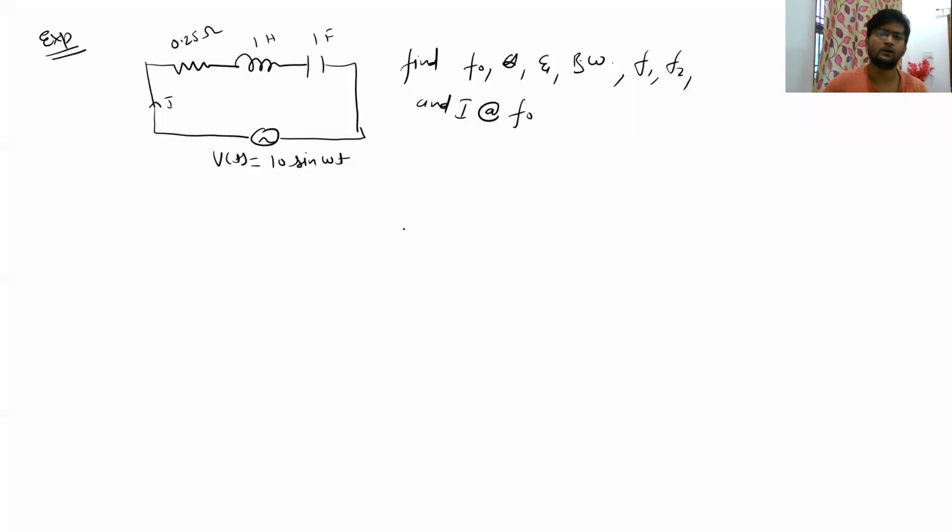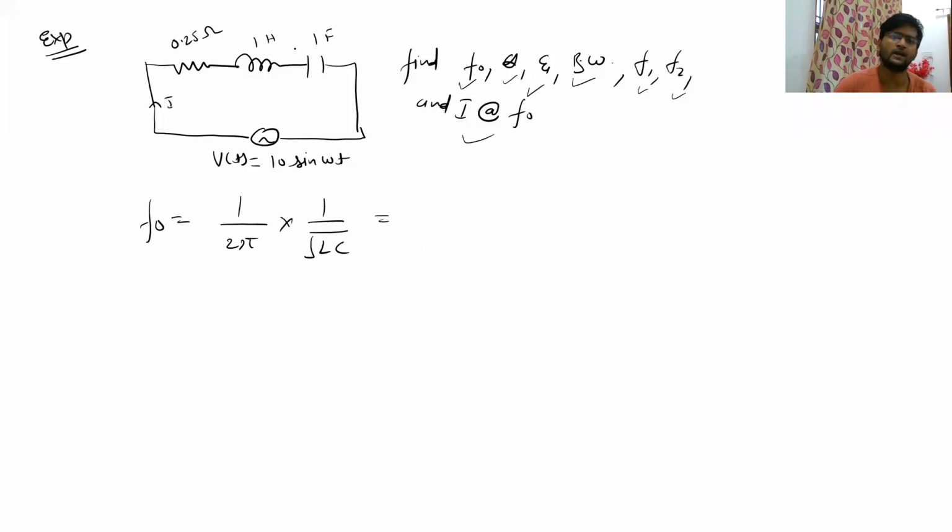In this example, we are given a circuit and we have to calculate the values of resonant frequency, quality factor, damping ratio, bandwidth, the cutoff frequencies of the bandwidth, and current at resonant frequency. Let us first find the resonant frequency f naught. From the formula, it is 1 upon 2 pi under root LC. L is 1 Henry and C is 1 Farad, so we can directly find it as 1 upon 2 pi. This is basically in hertz.